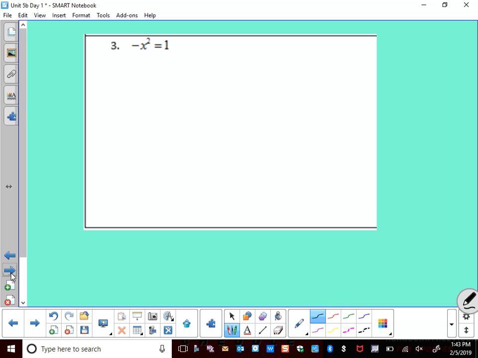All right, number 3, Ronaldo, what needs to go? The negative. Yep, so how do I get rid of it? Do you add one? Nope. That negative is being multiplied by that x squared, so how do I get rid of it? Divide. I'm going to divide by negative 1. So I'm left with x squared is equal to negative 1.